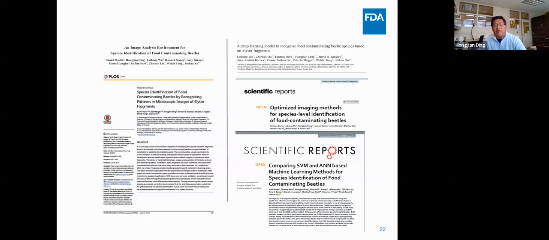So far we have several papers already published. One is our image analysis environment, which is basically the interface and how to use it. Another one is species identification using image and pattern recognition. And another one is deep learning, so the AI technology involved there. And we all know the computer is not a human brain.